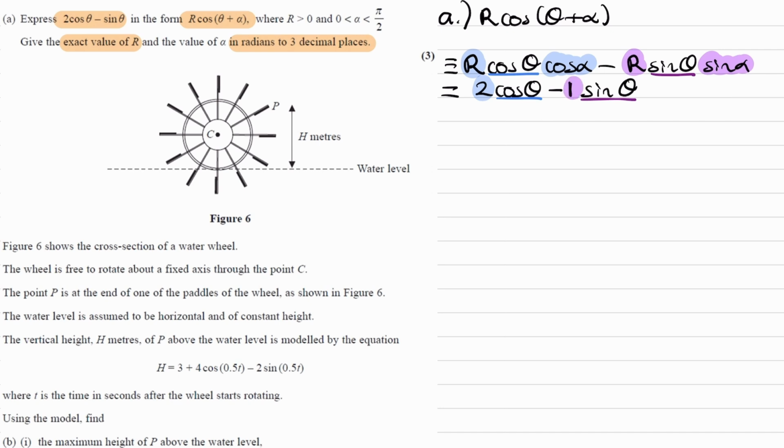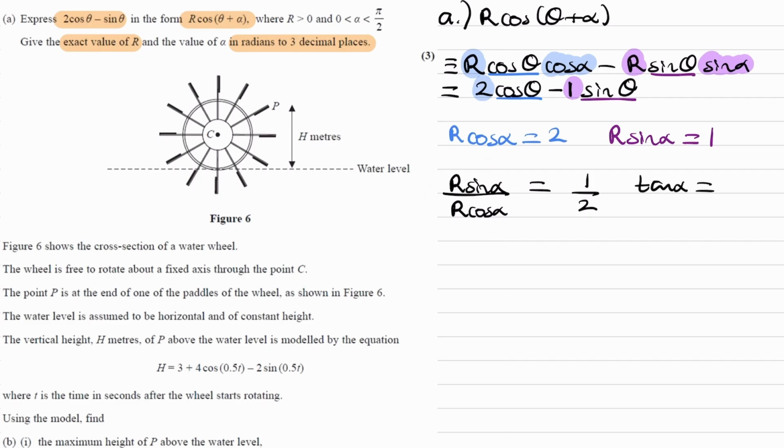So writing that out, we have r cos alpha is 2, and r sine alpha is 1. We can divide the two equations. So r sine alpha over r cos alpha is equal to 1 over 2. That's doing the entire purple equation over the blue equation. On the left-hand side, the r's cancel. We're left with tan alpha is a half, inverse tan of a half, and we get 0.464.